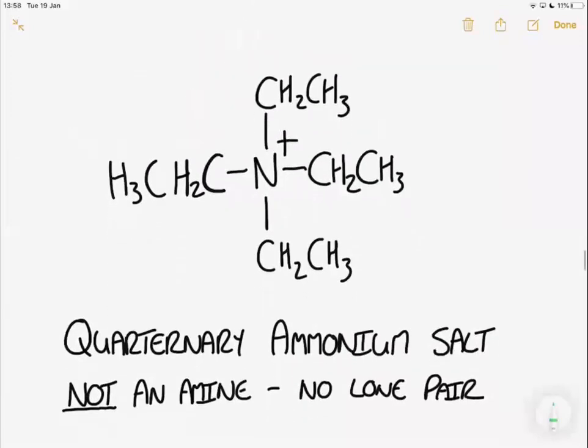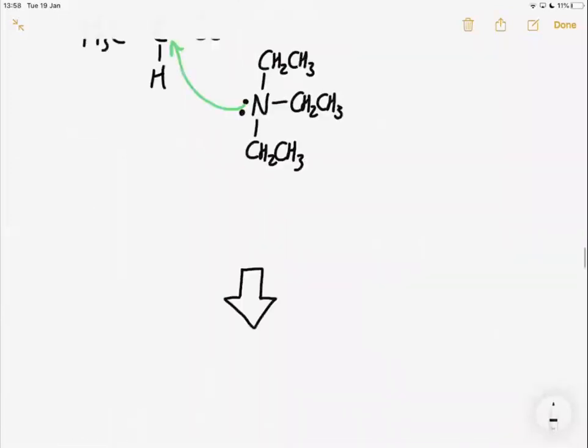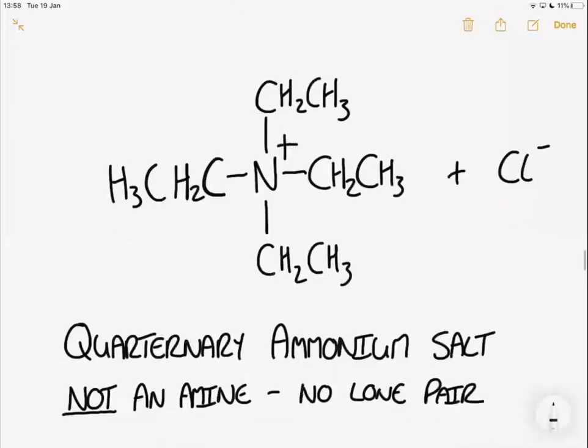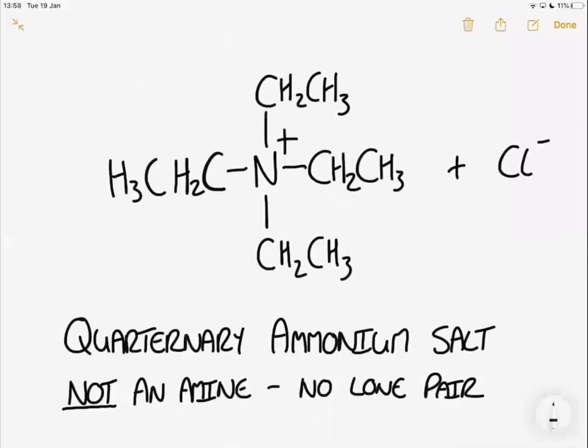Now, this time, if that reaction has happened, then a chloride ion is kicked out. But the product is this complicated looking thing. This thing is actually technically no longer classed as an amine. It's called a quaternary, so that comes after tertiary: primary, secondary, tertiary, quaternary. It's called a quaternary ammonium salt.